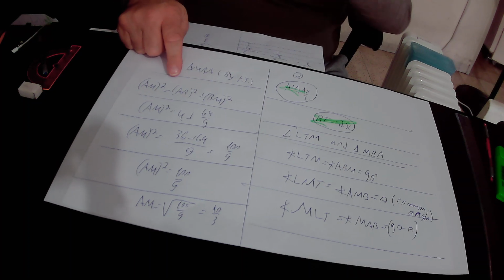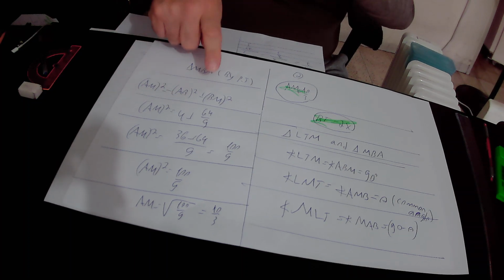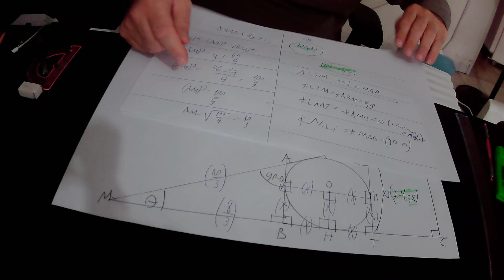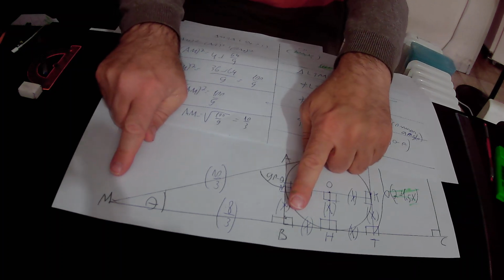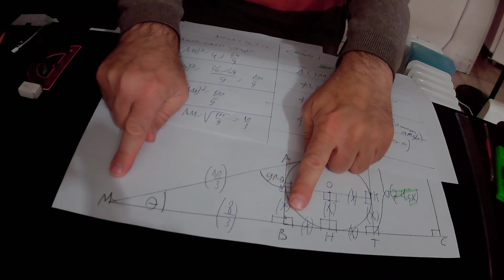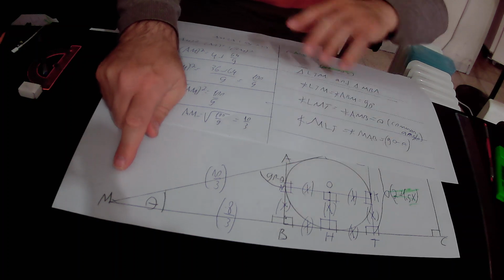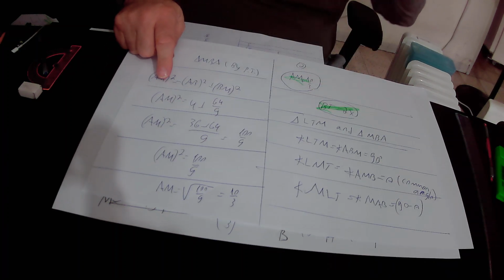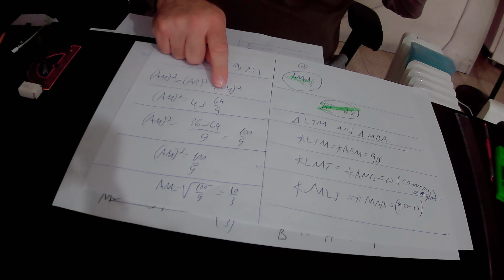AB is 2, therefore AB squared is 2 squared, that is 4, plus BM squared. We just write down further that BM equals 8 over 3, therefore BM squared is 8 over 3 squared, that is 64 over 9. So in conclusion, AM squared equals 4 plus 64 over 9.